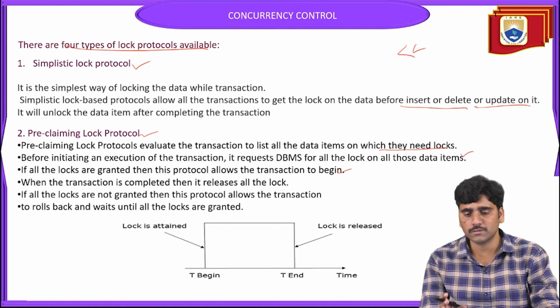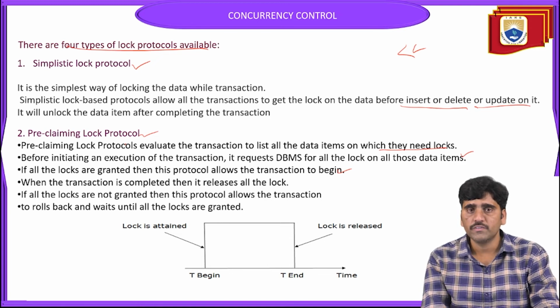After finishing the transaction, it releases the lock. And the second one is a pre-claiming lock protocol. Here, in the pre-claiming lock protocol, whenever the transactions are going to acquire locks, the inserting or updating operations are done only after the locks are obtained. The locks are attained in the transaction.